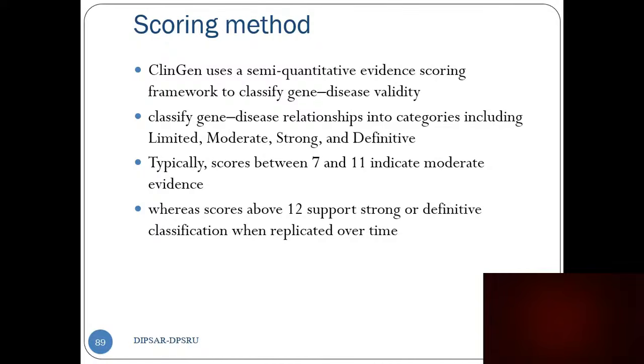The scoring method of ClinGen is that it uses a semi-quantitative evidence scoring framework to classify gene-disease validity. It classifies gene-disease relationships into categories including limited, moderate, strong, or definite. If you are getting a score between 7 and 11, it indicates moderate evidence. If you are getting a score above 12, it supports a strong or definite classification when replicated over time.